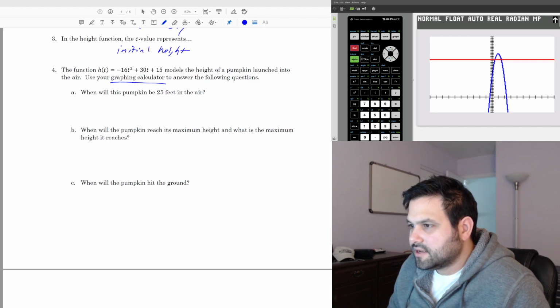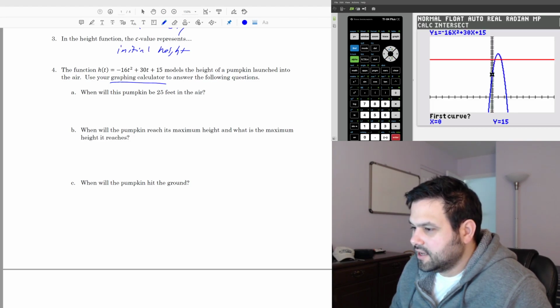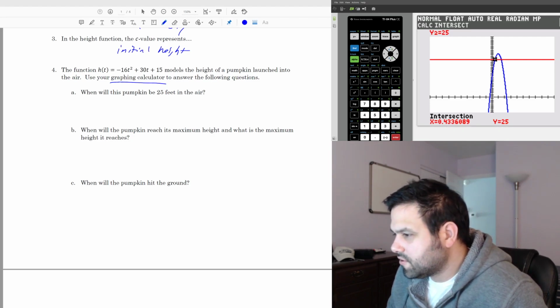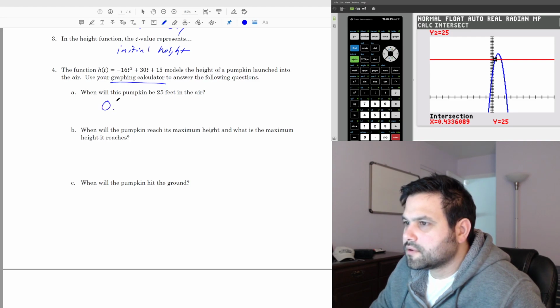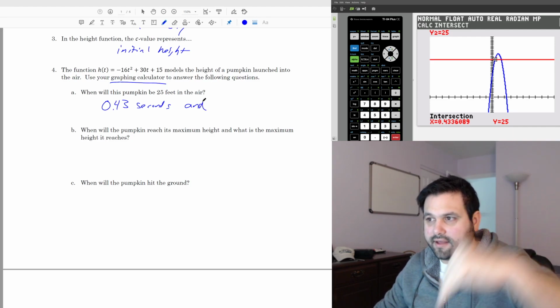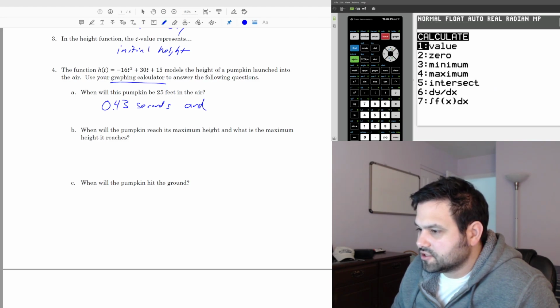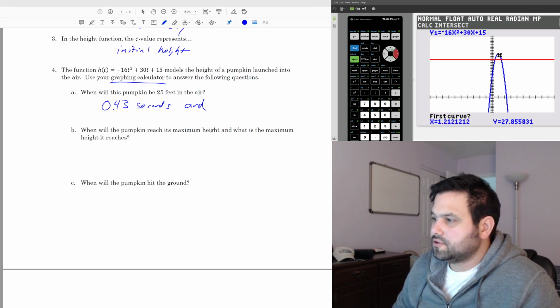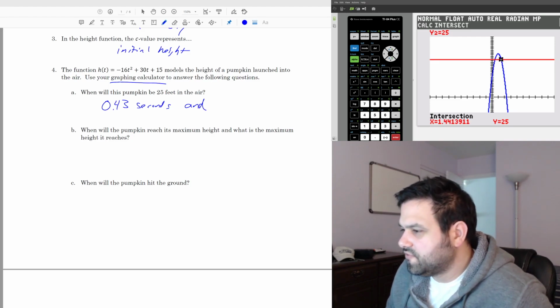And so I can second calc the intersection points. And 1, 2, 3. And there's my first intersection point, 0.43 seconds, about. But we know there is a second intersection point, because it can hit 25 feet on the way up and on the way down. So we will second calc the intersection again, but this time we're going to move that cursor closer to the other point and hit enter 3 times. And we get about 1.44 seconds.